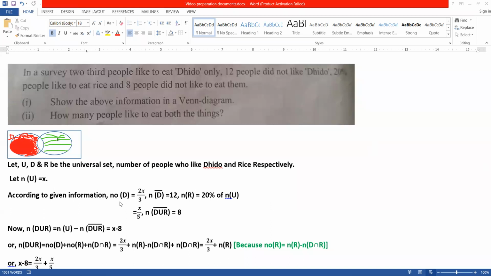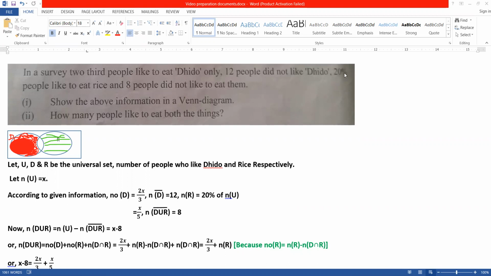So according to the information, only D, it is saying that 2/3 of people like to eat dino only. So if we consider the total universal set N(U) as X, then N(only D), the people who like only dino or prefer only dino as food, is 2/3 of the total. That is 2/3 of N(U), but we know that N(U) means X. We are assuming it. So 2/3 of X is 2X by 3. And here 8 people did not like to eat them, meaning it's the complement. So the union complement is 8.